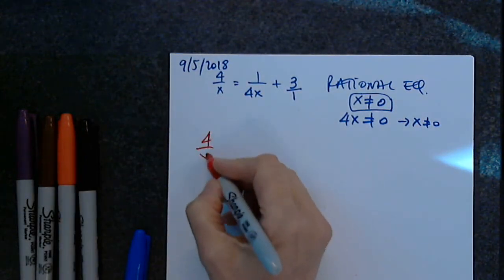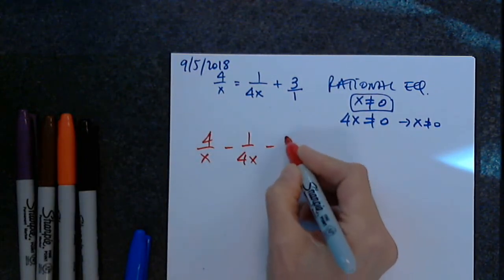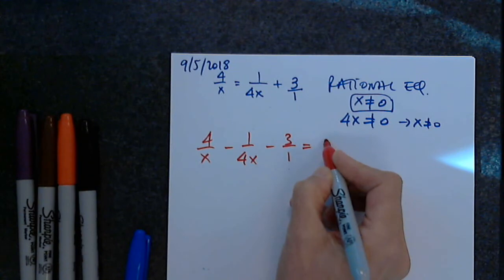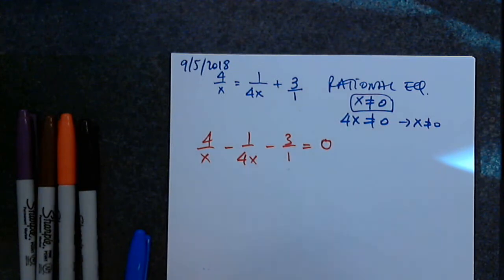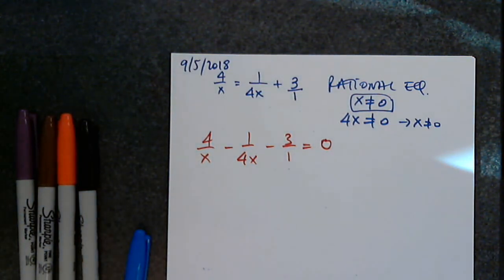So I have 4 over x minus 1 over 4x minus 3 over 1 equals 0. Yes. So one more time, first I identify the type of equation and it's rational. The second thing I ask myself, if it's rational, I have to state restrictions. And I did. There is only one restriction, x not equal 0. Then the next step is I move everything to one side and there is 0 left on the other.